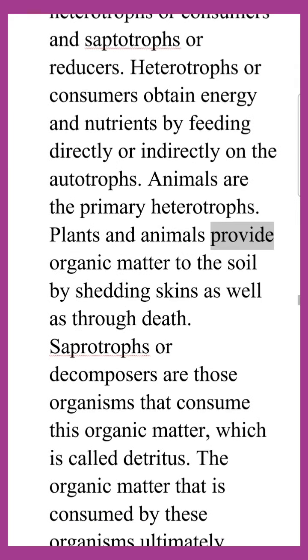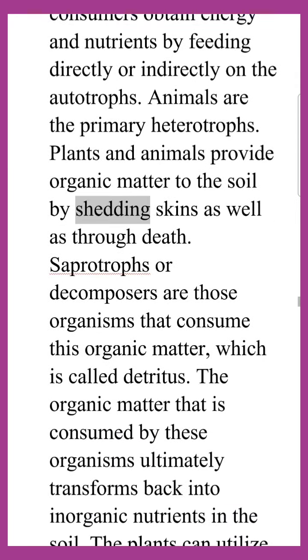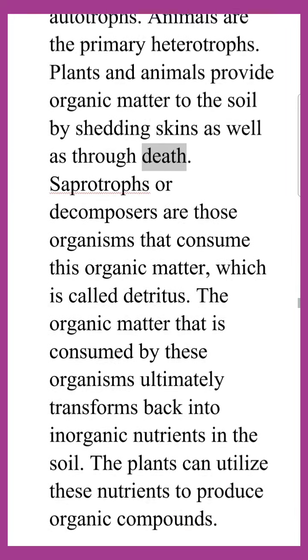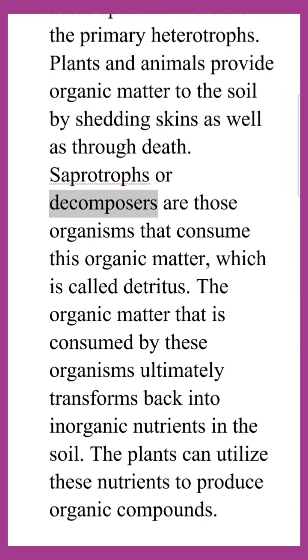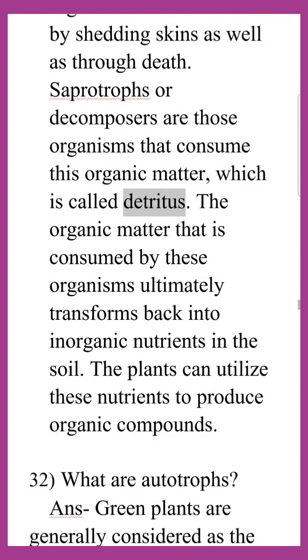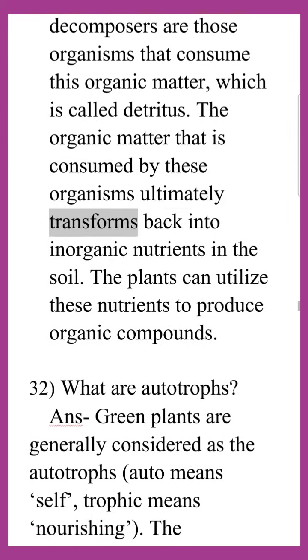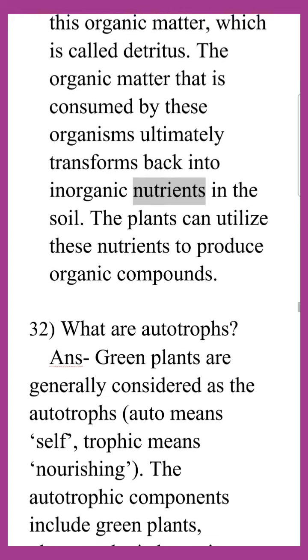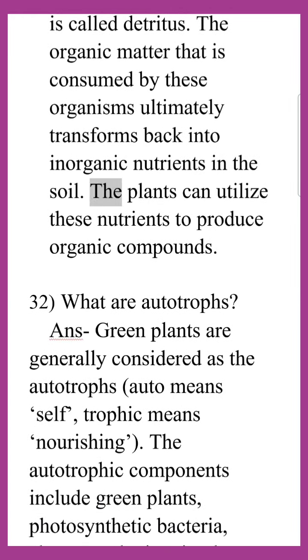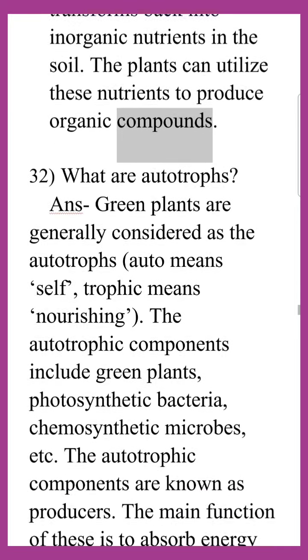Plants and animals provide organic matter to the soil by shedding skins as well as through death. Saprotrophs or decomposers are those organisms that consume this organic matter, which is called detritus. The organic matter that is consumed by these organisms ultimately transforms back into inorganic nutrients in the soil. The plants can utilize these nutrients to produce organic compounds.